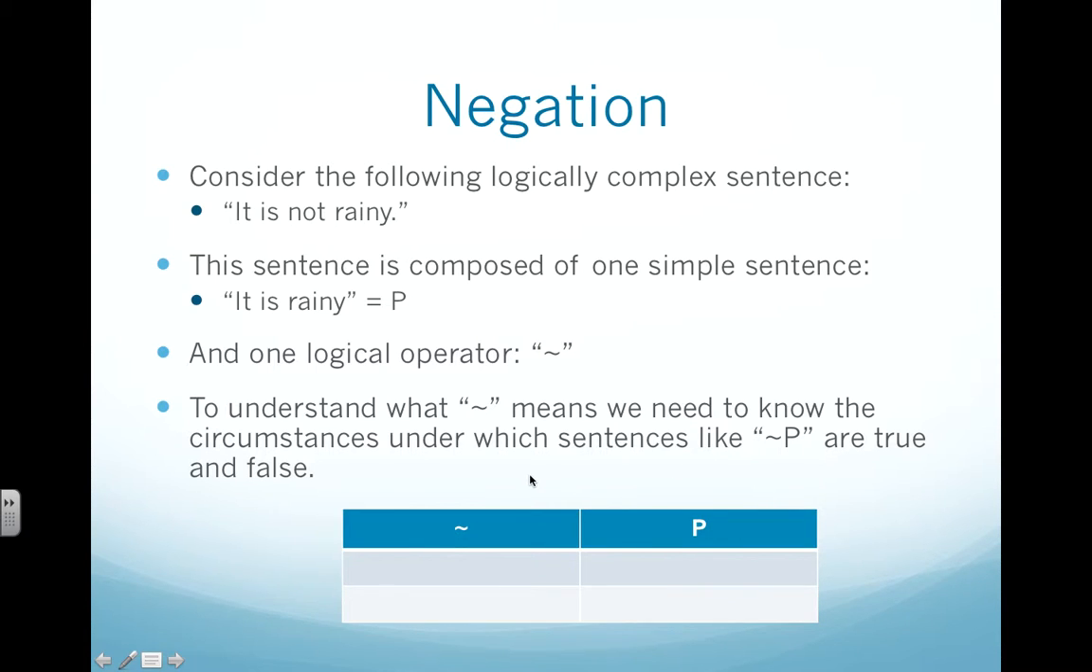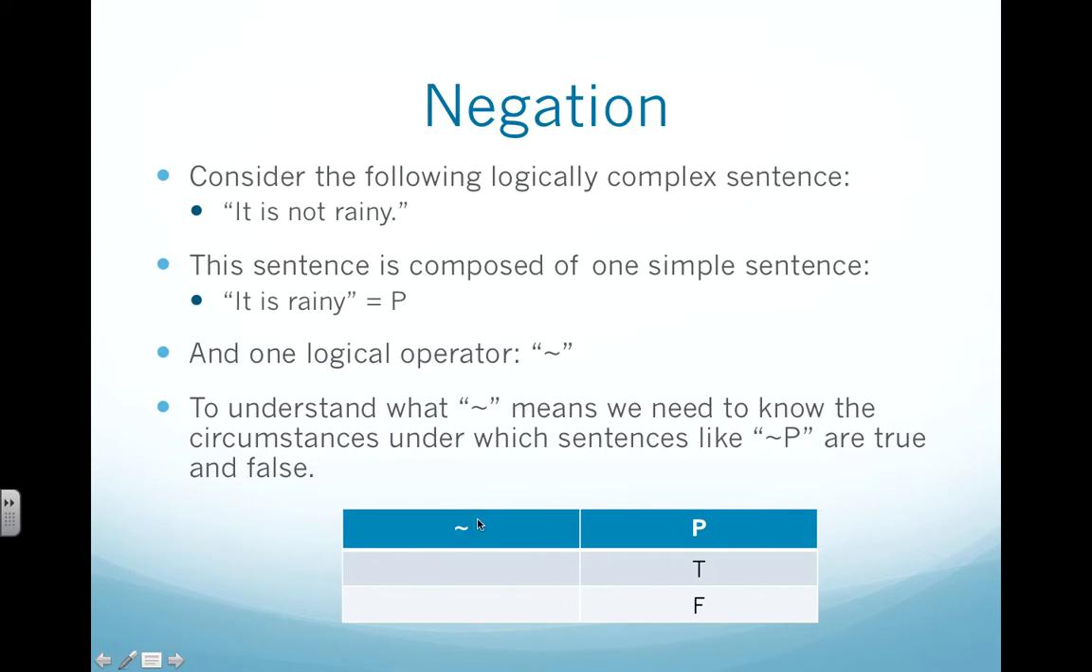So again, here's our truth table. Now, you might be wondering, why does this one only have two horizontal rows instead of four? Well, we're only dealing with one simple sentence. And if we're only dealing with one simple sentence, then we only have two different truth values for our simple sentence that we need to worry about. P is either true or it is false. Okay, so much for P.